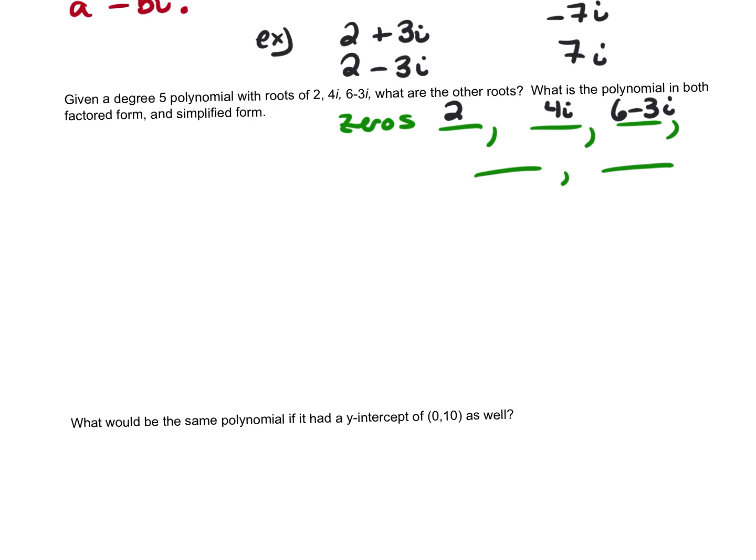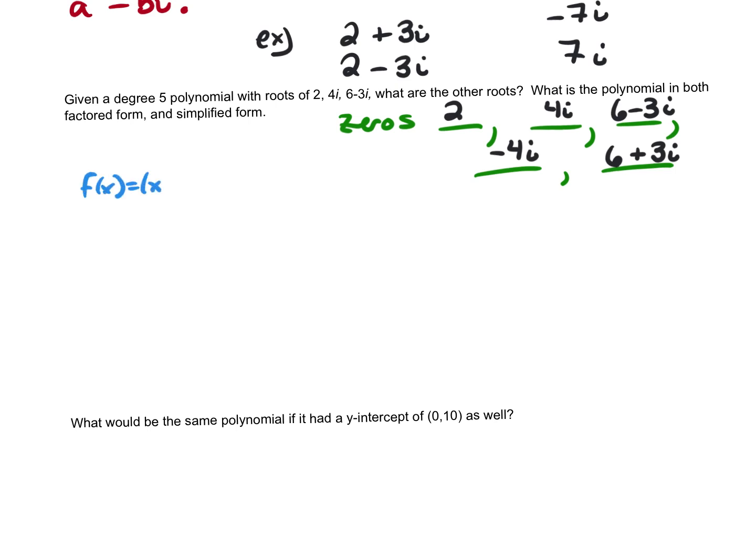So the other two zeros, since they're imaginary numbers that are unpaired, we'd have to find their conjugate. So 4i being a 0 means negative 4i is a 0 as well. 6 plus 3i being a 0, or 6 minus 3i being a 0, means 6 plus 3i would be a 0 as well.